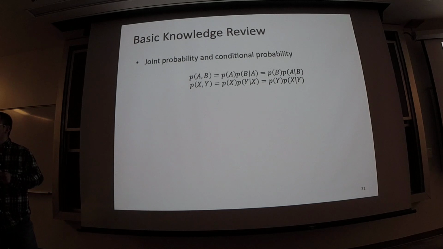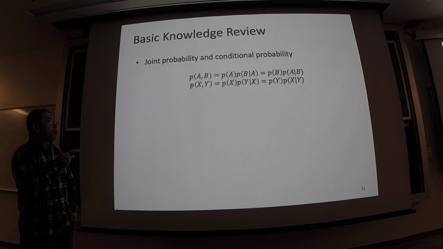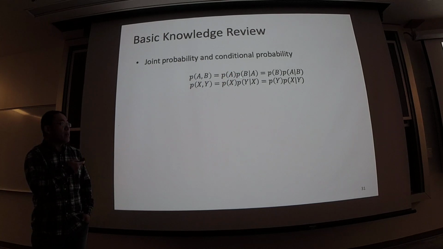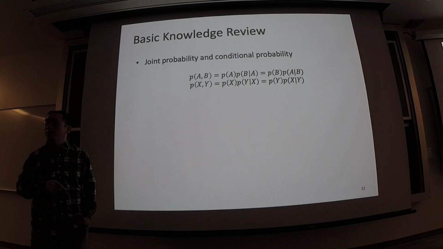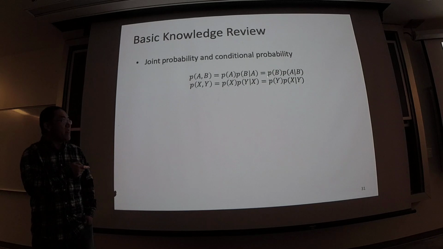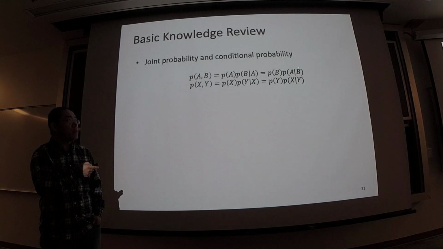So the joint probability of A and B is equal to the probability of A multiplying with the conditional probability that B happens given A happens. And symmetrically, it is also equal to the probability of B multiplying with the conditional probability of A given B happens.